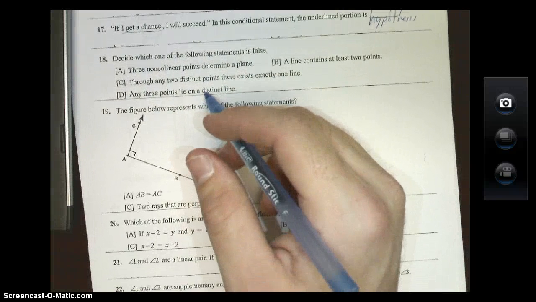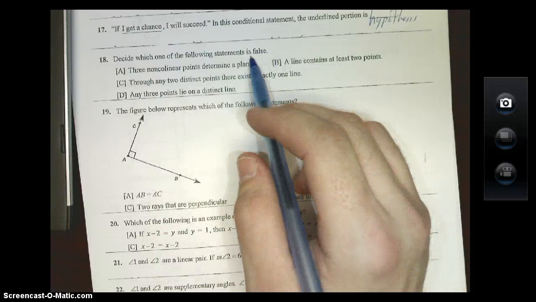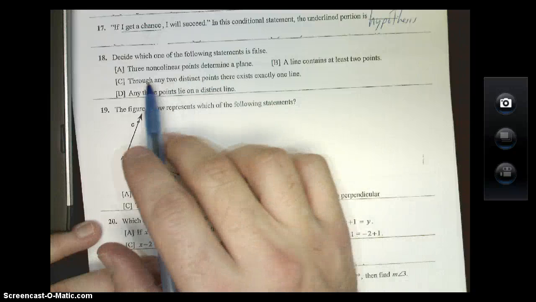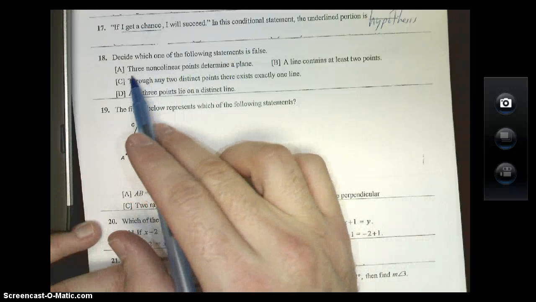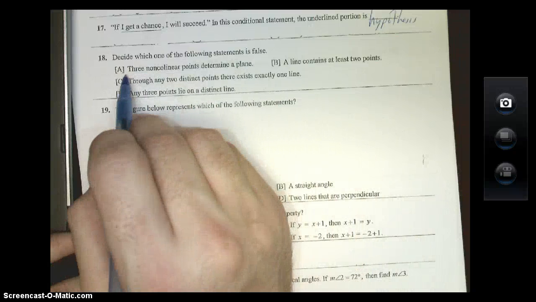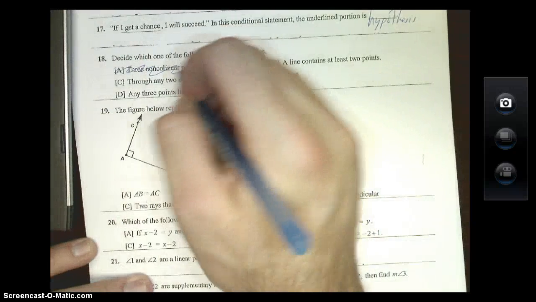All right, 18. Decide which one of the following statements is false. Again, make sure you're reading directions, but false. We're just going to look through all of these. 3 non-collinear points determine a plane. This is something we've learned, and it's definitely one of the foundations of geometry. This is true. Any 3 points determine a plane. So we can say that's true, cross it off.